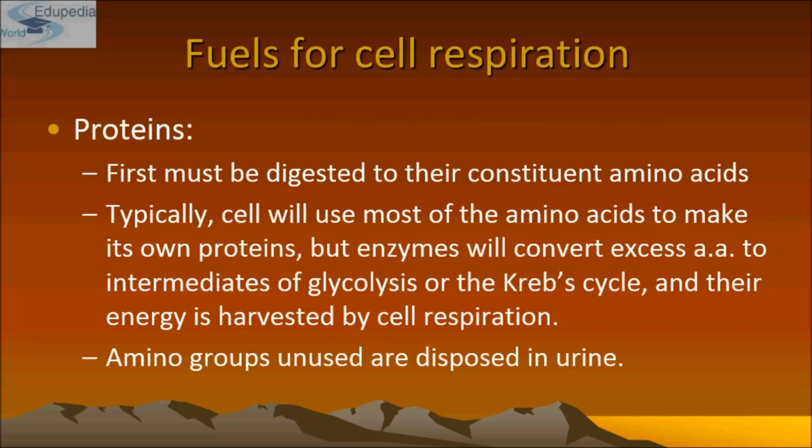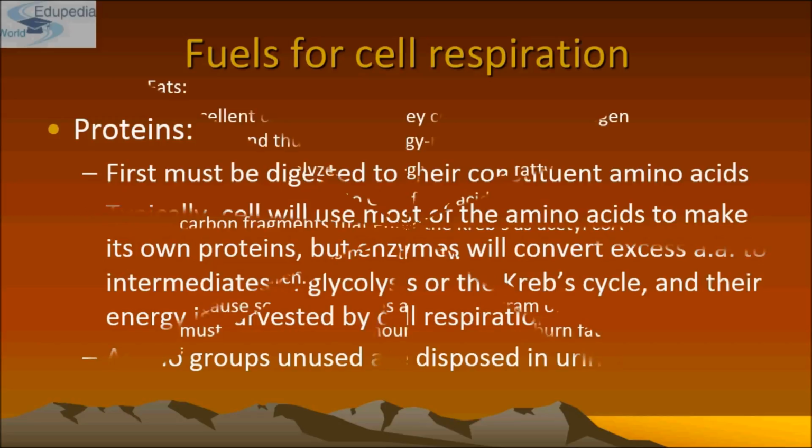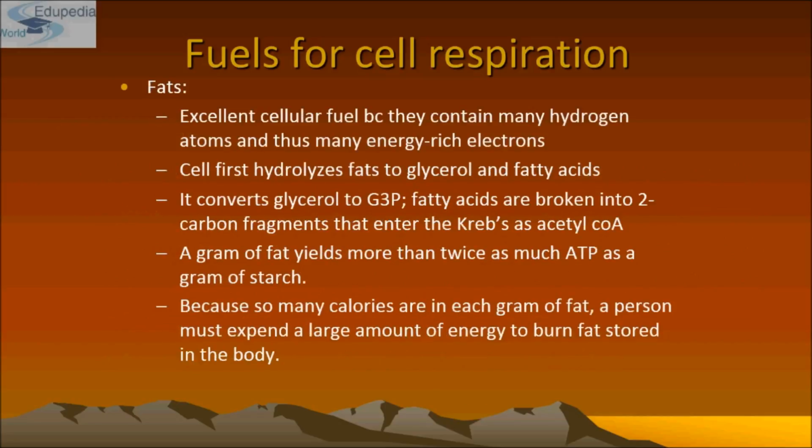Proteins first must be digested to their constituent amino acids. Typically, a cell will use most of its amino acids to make its own protein, but enzymes will convert excess amino acids to intermediates of glycolysis or the Krebs cycle, and their energy is harvested by cell respiration. Okay, and apart from protein and polysaccharides, there are fats which are also used as a fuel for cell respiration. It is an excellent cellular fuel.